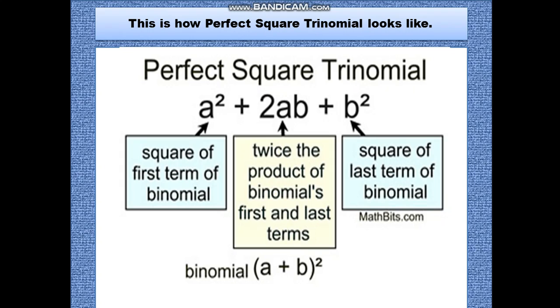Okay, take note. A plus B is a binomial, and if you square this binomial, the result is a perfect square trinomial. So A squared, the square of the first term of a binomial, plus 2AB, which is twice the product of the binomial's first and last terms, plus B squared, the square of the last term of the binomial. So again, this is a perfect square trinomial, and this is how it looks like.